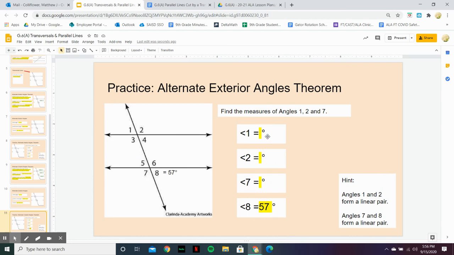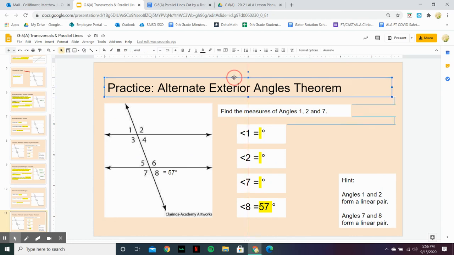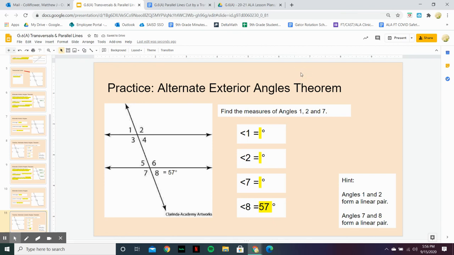Now you have the opportunity to practice using the alternate exterior angles theorem. This time, I gave you the angle measure for angle 8. Let's say angle 8 is equal to 57 degrees. I need you to use the alternate exterior angles theorem to find the angle measures of 1, 2, and 7. Now remember, angles 1 and 2 form a linear pair, and likewise angles 7 and 8 form a linear pair.